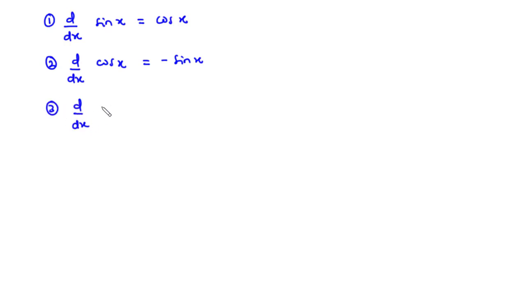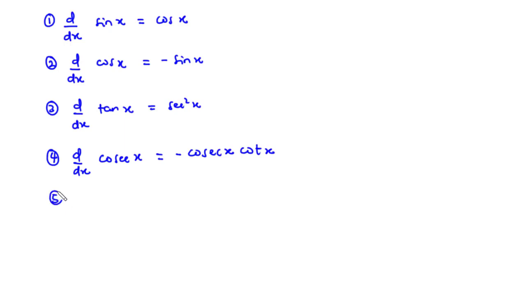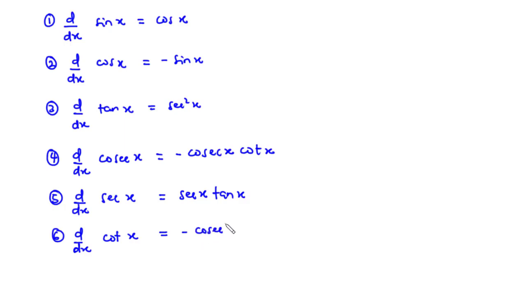The derivative of tan x with respect to x is equal to sec square x. The derivative of cosec x with respect to x is equal to negative cosec x times cot x. Now the derivative of sec x with respect to x is equal to sec x times tan x, and then lastly the derivative of cot x with respect to x is equal to negative cosec square x.